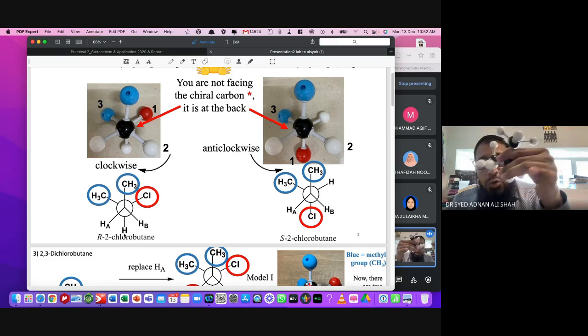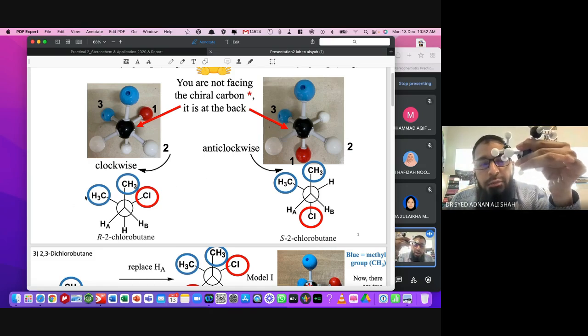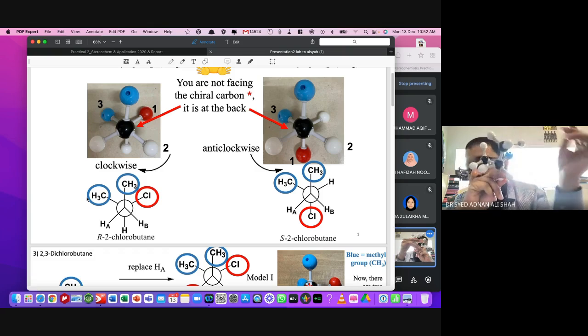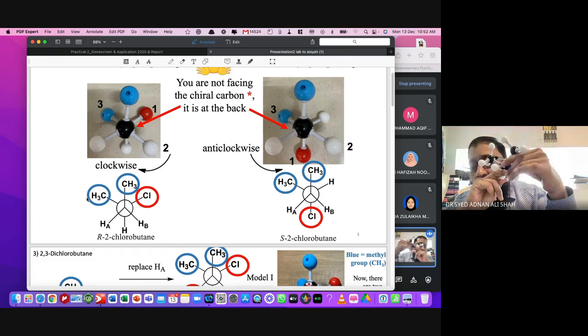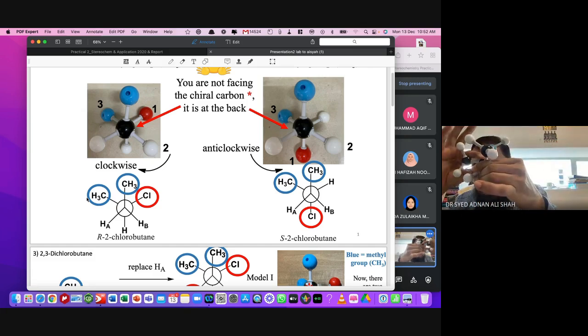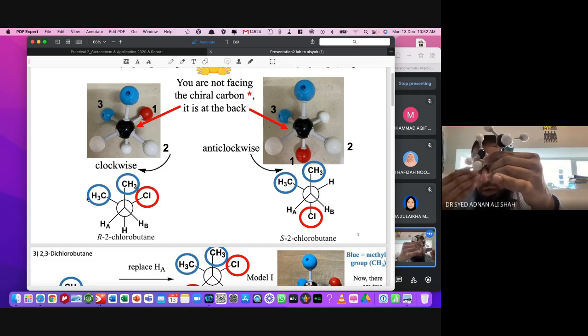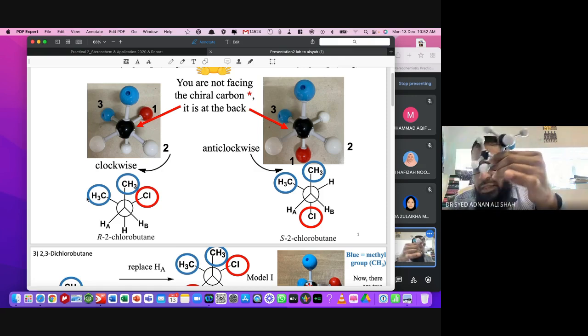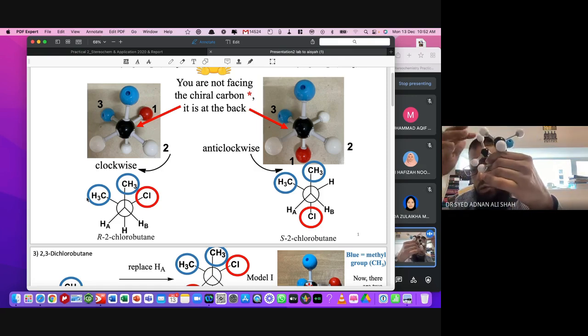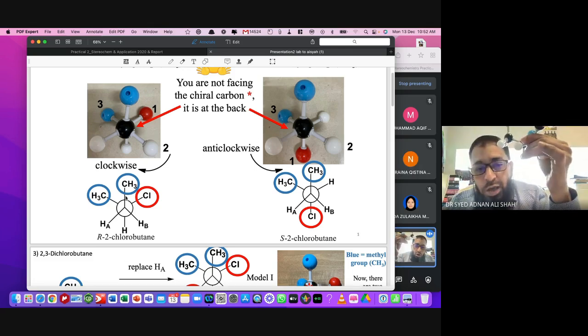So at the back, you have the chloride group, the methyl group, and the hydrogen. That's how you have to construct the 3D or this Newman projection. In the Newman projection, you take one carbon which comes in front of us, and then you draw the groups attached to that carbon: CH3, H, and hydrogen.